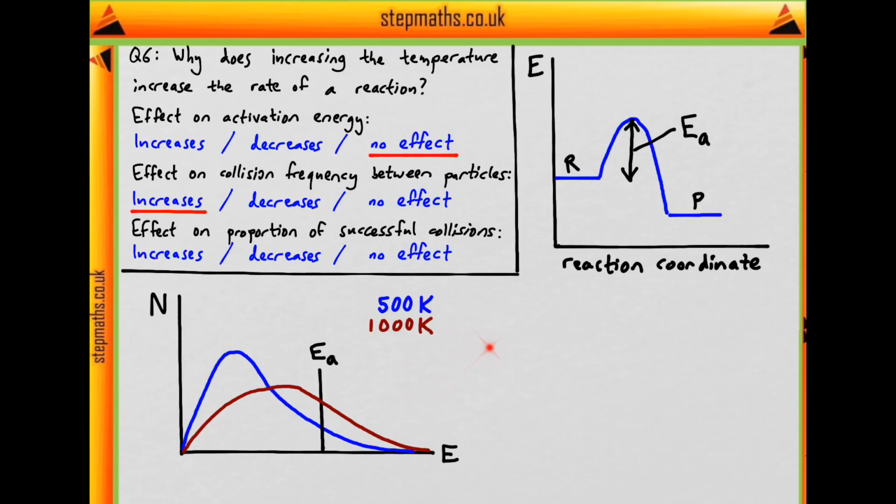And what does this mean with relation to our question? If we have more particles with energy at least the activation energy, then we'll have a higher proportion of successful collisions, because a successful collision means the particle must have energy that's at least the activation energy. So we can say this last one increases the reaction rate.